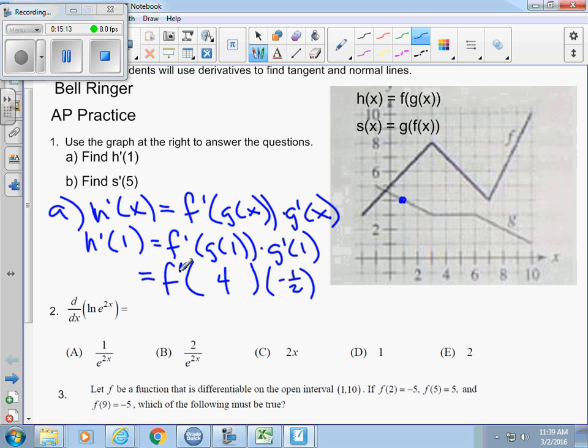Oh yes, sorry, there is an f. You're right. That's what I thought you were talking about on the negative 1/2. Sorry. Yes, you're right. F prime of 4. Can I find that? Negative 1? Why is it negative 1? Negative 1 slope. So negative 1 times negative 1/2 is positive 1/2.